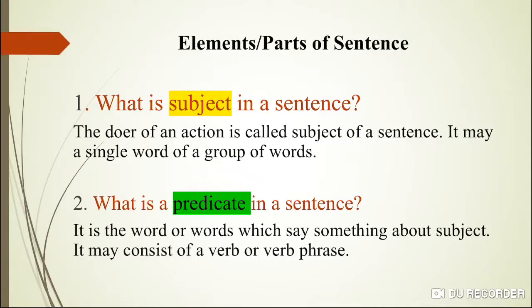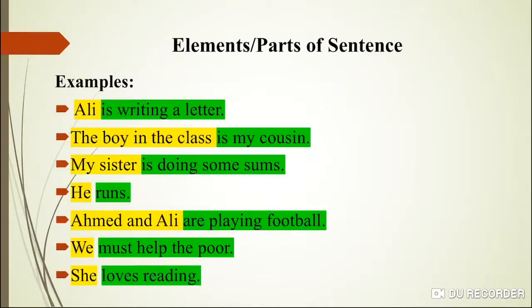So what is a predicate in a sentence? Predicate is the word or the words which say something about the subject, in which we predict something about the subject. It may consist of a verb or verb phrase. So if we say that he goes to college, तो आपके पास क्या है? Goes to college, it's a complete predicate. And if we say he plays, he is a subject and plays is a predicate. We may have a single verb as a predicate or we may have a verb phrase as a predicate.